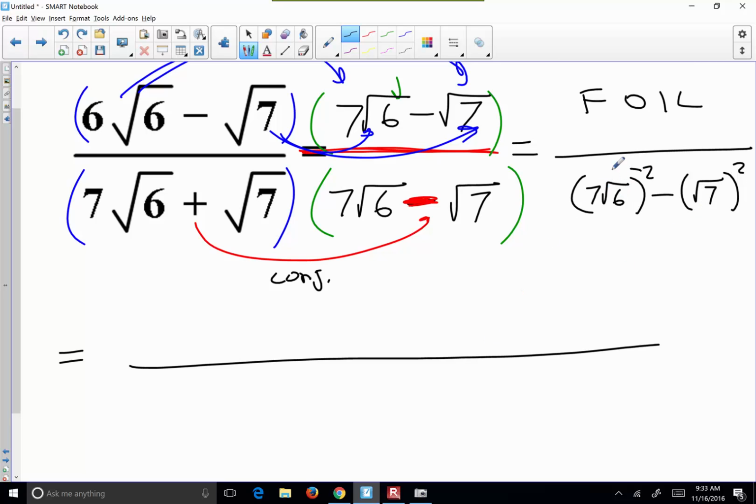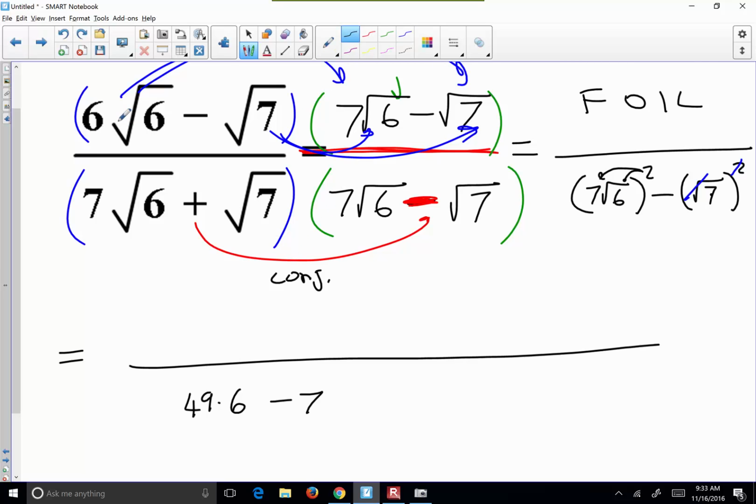7 squared times root 6 squared will be 49 times 6. Root 6 times root 6 will be 6. Minus root 7 times root 7 will be only 7. Again, square and square root always cancel, we got 7. Square and square root cancel, we have 6. But the 7, the free guy, also doubles. 7 times 7 is 49.